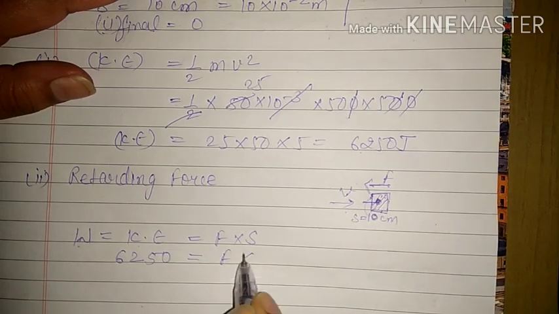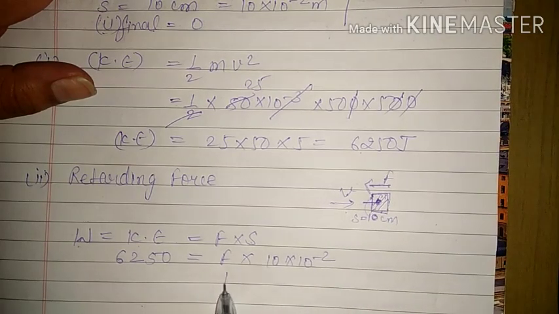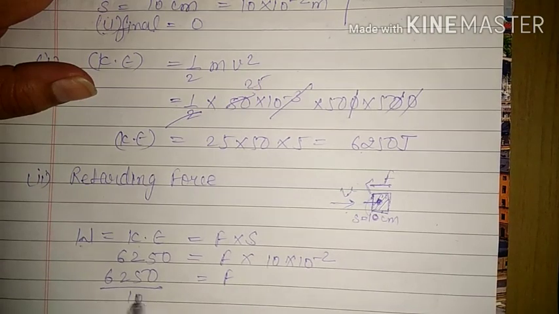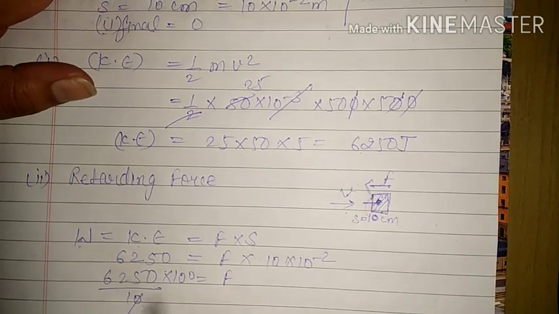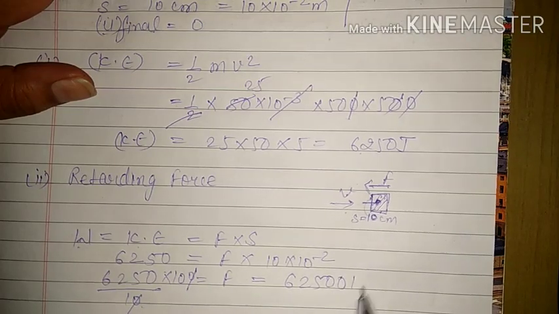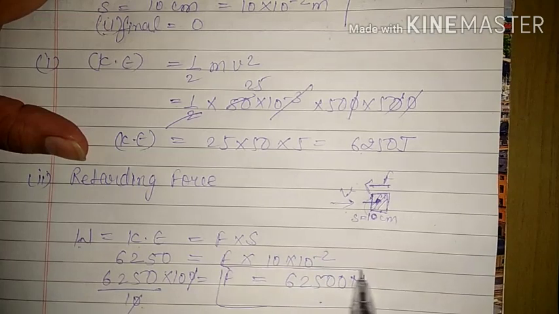Force we have to find out. Displacement is already given, 10 into 10 raised to power minus 2. So from here you can calculate force, that is this upon 10 into 10 raised to power minus 2. You can write down 100 here, so that is equal to 62500 Newton. This is the amount of retarding force.